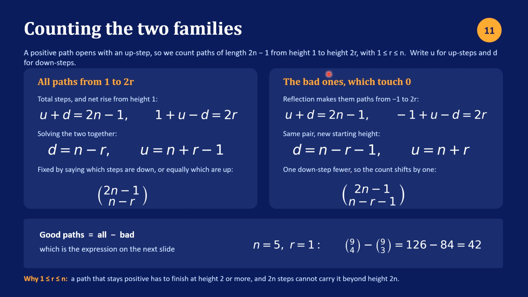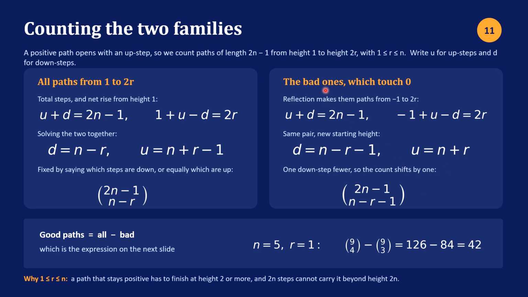And then computing the number of bad steps given the reflection principle from the previous slide is almost the same. It's just that you start at minus 1 and you want to end up at 2r. So the total number of steps is 2n minus 1 as before. However, instead of adding 1, you need to subtract 1 and still get to 2r. You solve this and you get these two results.